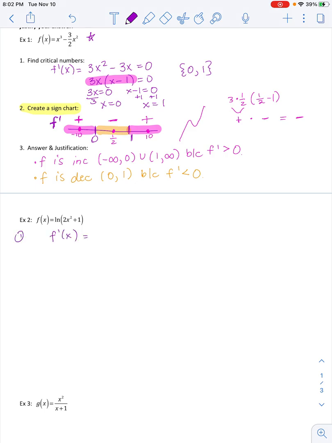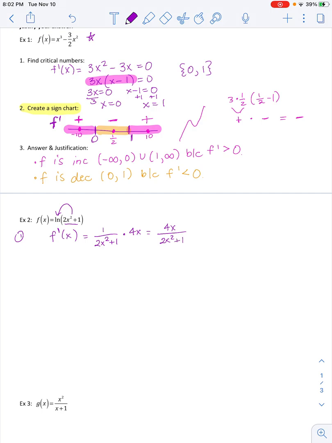F prime is going to be a composite derivative, right? Because 2x squared plus 1 is plugged into ln of x. So the derivative of the outside function is 1 over 2x squared plus 1. And then the derivative of the inside function is just the derivative of 2x squared plus 1, which is 4x. So when that looks nice and neat, we would have this.